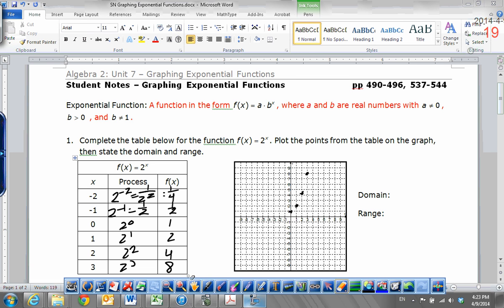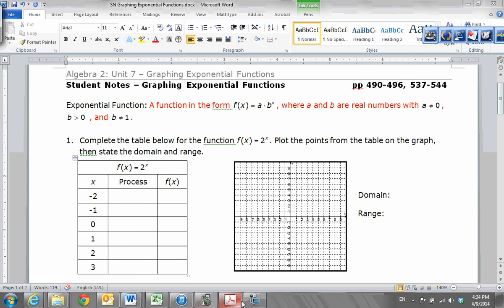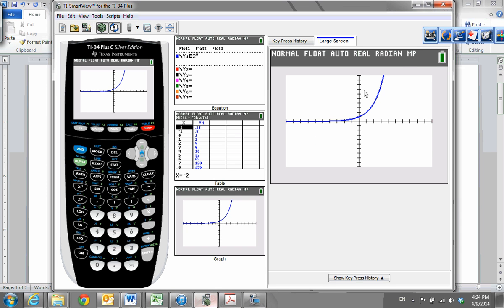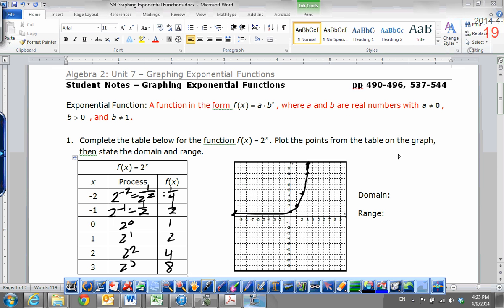Hopefully you'll do better. Something kind of like that. So our domain, if you look, and I put this in the calculator as well, this keeps on going forever, this keeps on going forever, it gets really, really close to 0 but doesn't quite touch it. But nonetheless, I can do any x values. So my domain is negative infinity to positive infinity, or all real numbers. My range, though, gets really, really close to 0, doesn't quite touch it, so that means I have a parenthesis 0, and then it keeps on going forever and ever.